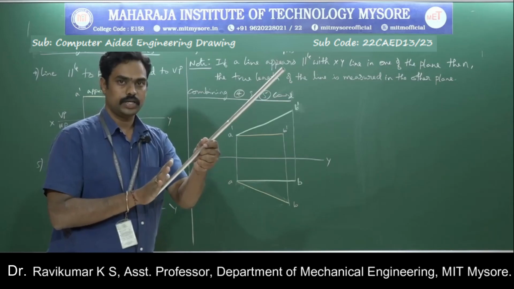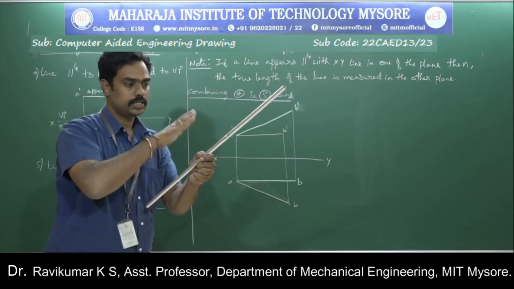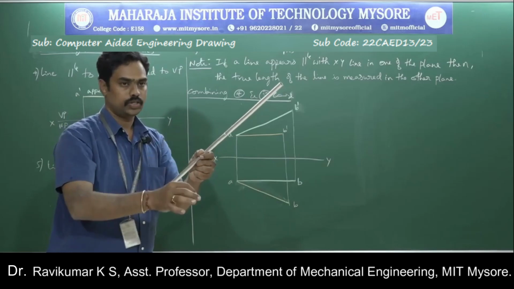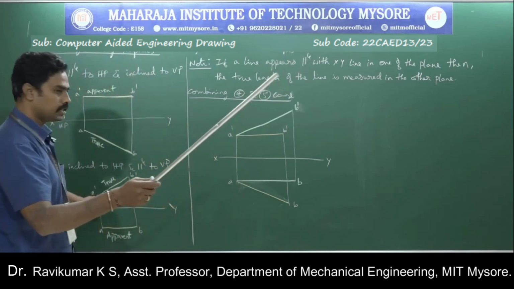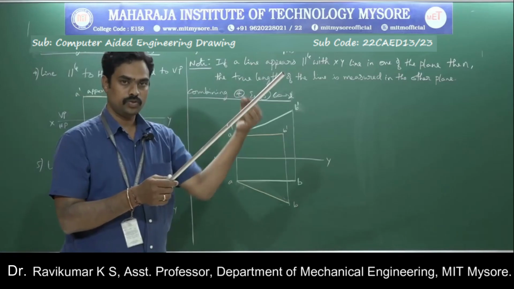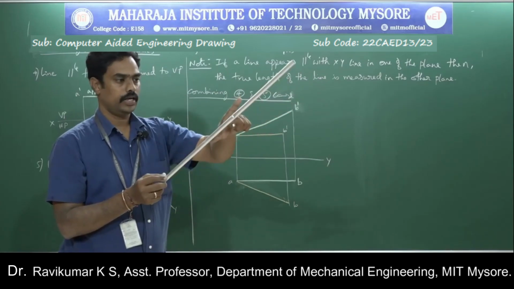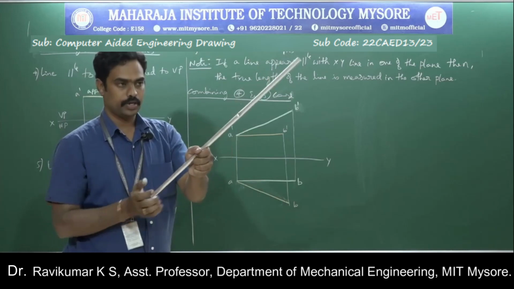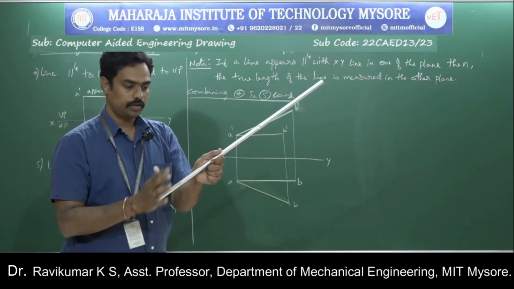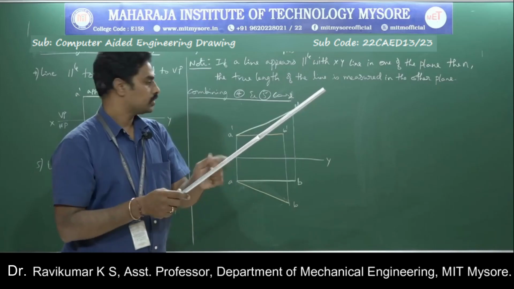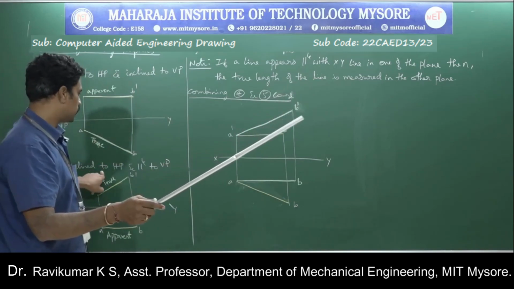In this condition, you will not get the true length in the top view or in the front view, because it is inclined to both planes. To get the true length, you need to reduce this particular condition to either this or this. Now I am taking off the inclination with respect to VP. I am rotating this line with a radius equal to the length of the line, and the center as this point. So I am making this parallel to VP and inclined to HP. This is the case of a line inclined to HP and parallel to VP. So this is written here.